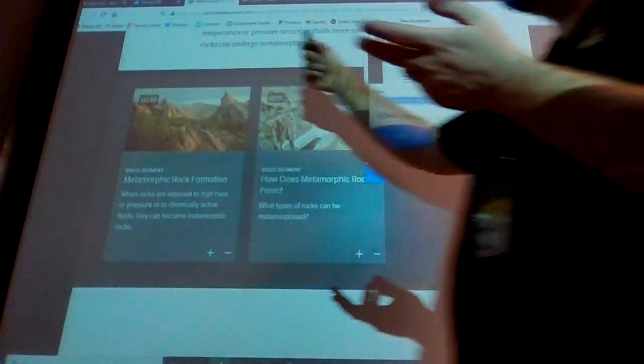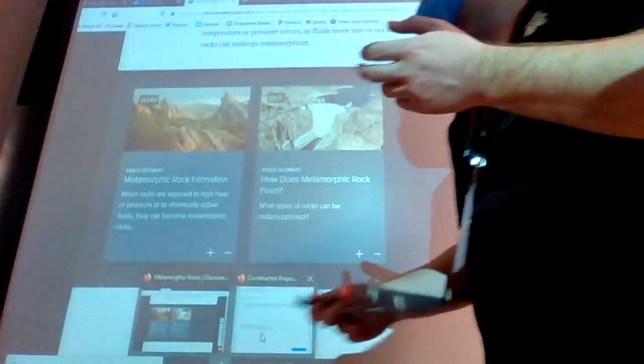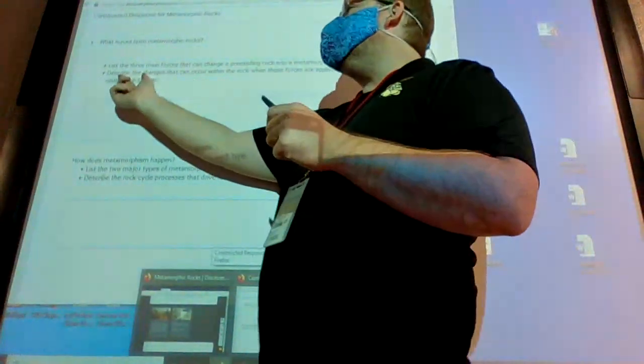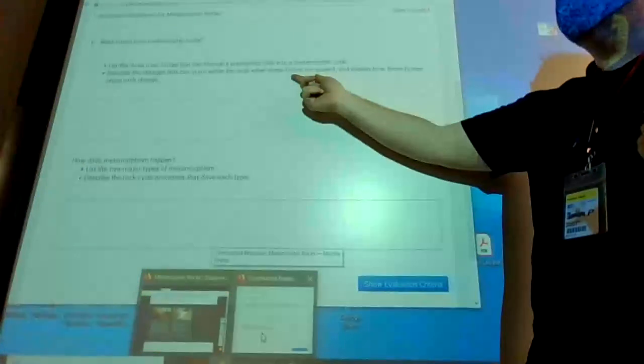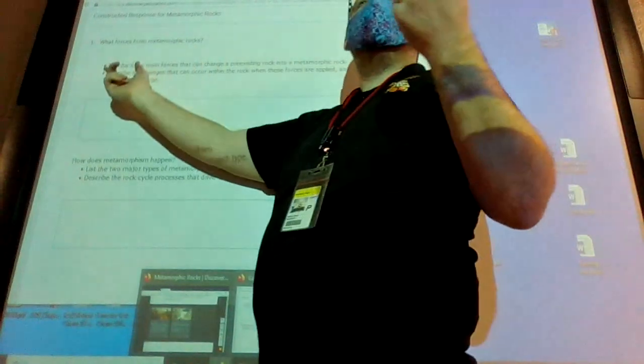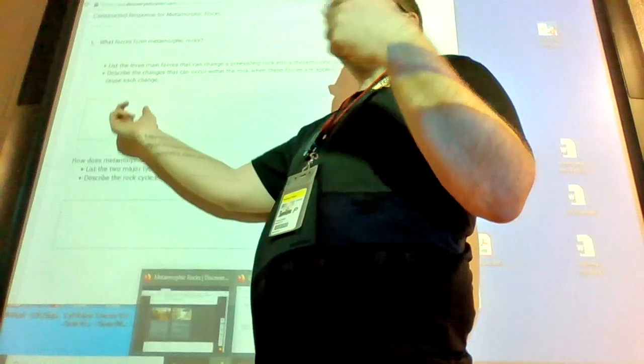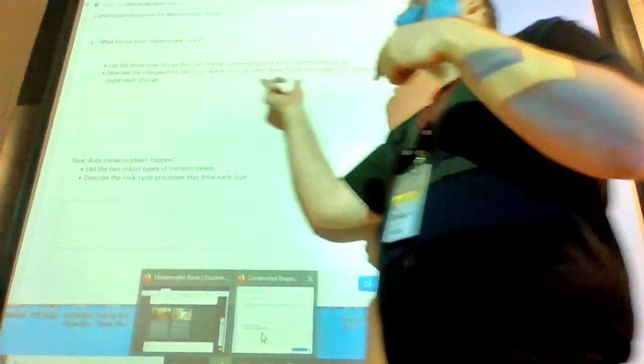Now, the second part of that question is what I really wanted to go over. It says describe the changes that can occur within rock when these forces are applied and how these forces can cause these changes. So you obviously have to list all three. I would give me three numbers. With that list and with each number, just do that description all as one little thing.